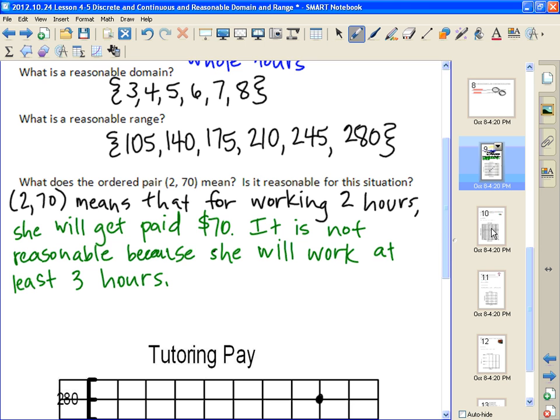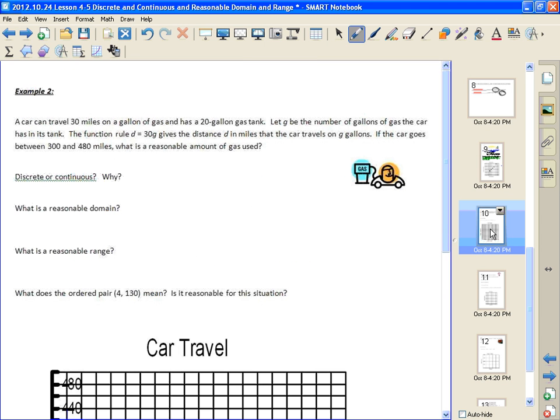Okay, then for example 2, it says a car can travel 30 miles on a gallon of gas and has a 20-gallon gas tank. Let G be the number of gallons of gas the car has in its tank. The function rule D equals 30G gives the distance D in miles that the car travels on G gallons. If the car goes between 300 and 480 miles, what is a reasonable amount of gas?